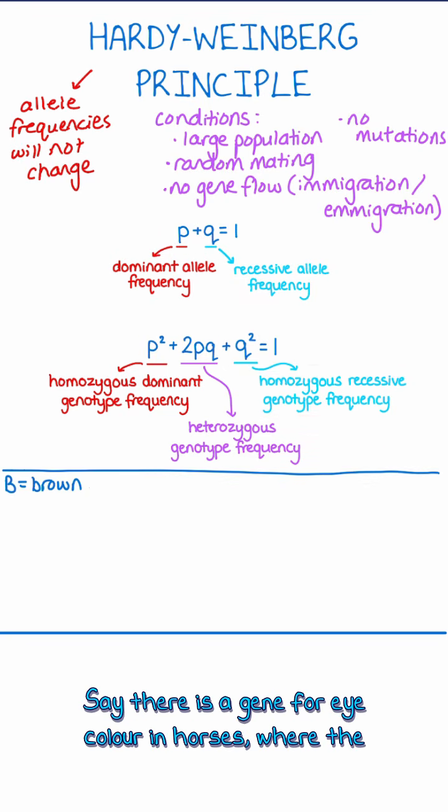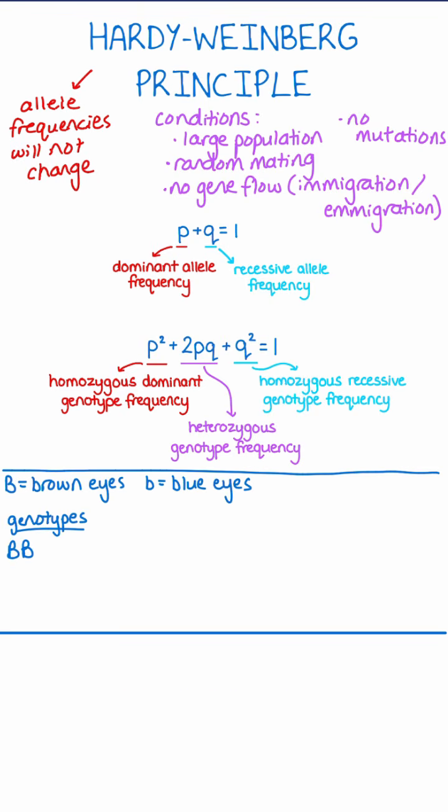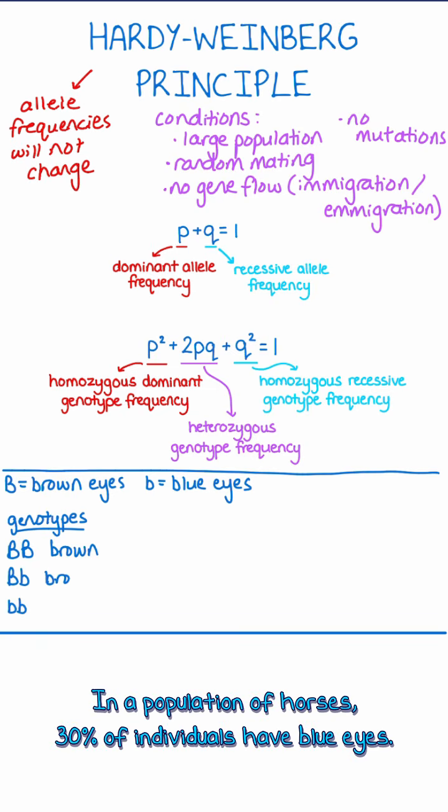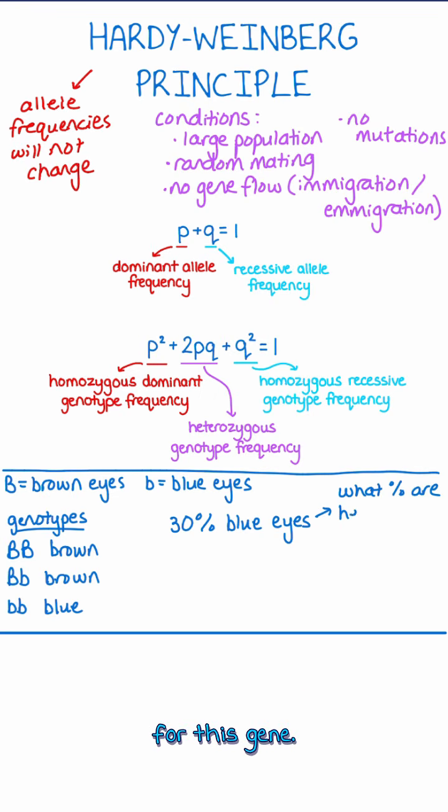Say there is a gene for eye colour in horses, where the dominant allele codes for brown eyes and the recessive allele codes for blue eyes. In a population of horses, 30% of individuals have blue eyes. We want to know what percentage are heterozygous for this gene.